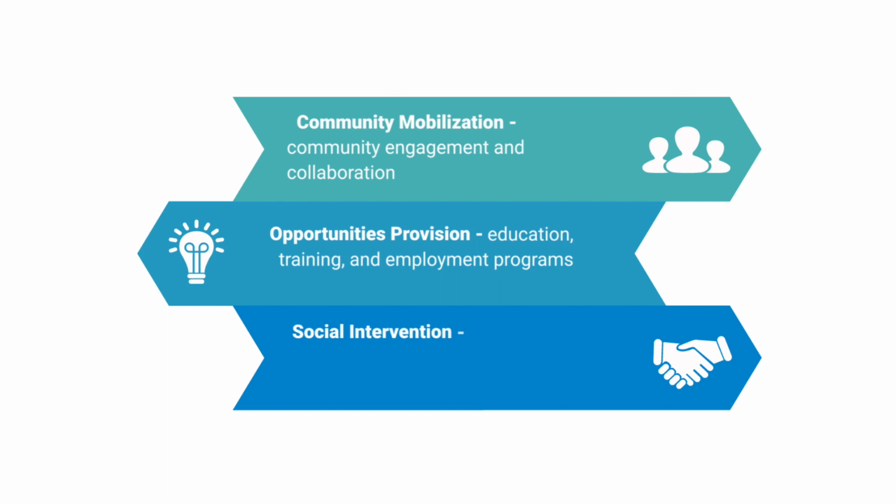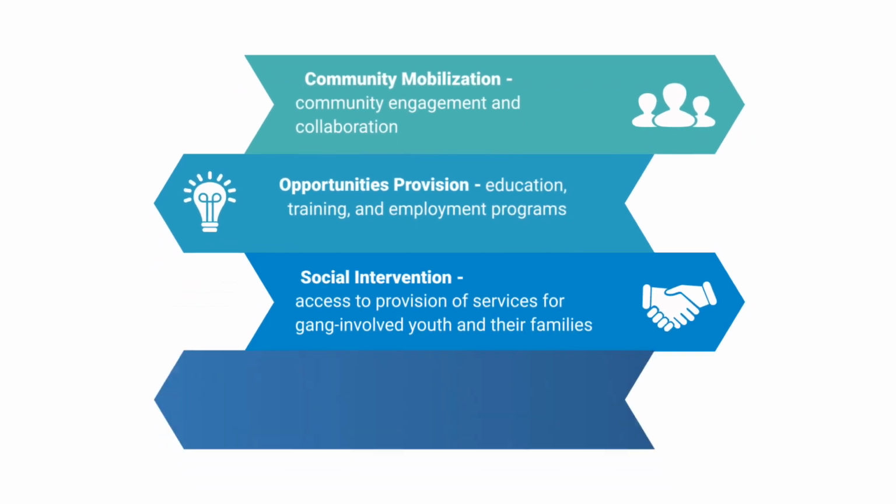Social intervention is direct outreach and connection to services for gang-involved youth and their families. Key elements of this strategy include street outreach workers and multidisciplinary intervention teams that leverage a well-organized and broad network of public, private, and community-based service providers.